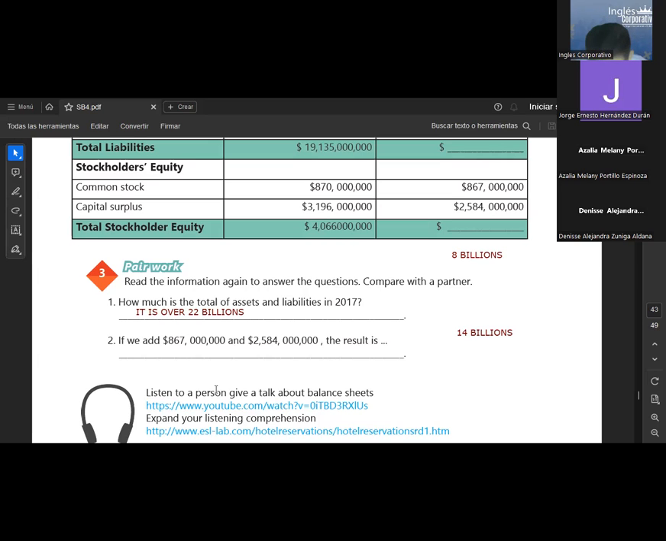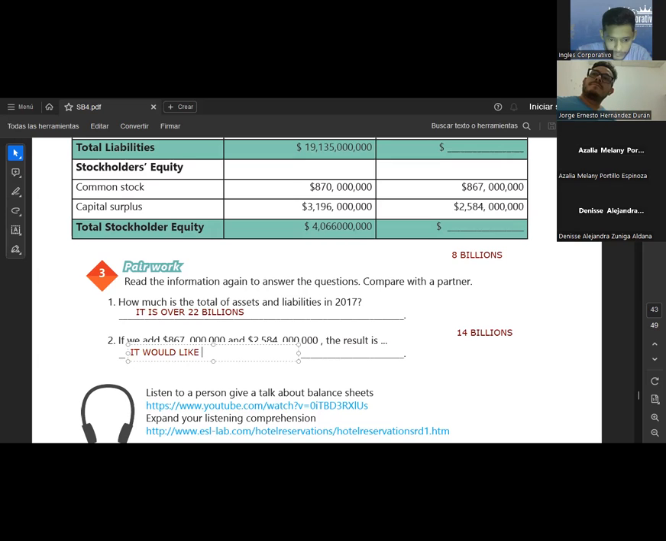8 billions. Why? No. Okay, maybe, sorry. No, but it says here, if we add. I don't know if we have to add. We have to add. Oh yeah, I understand now. Yes, it would be like this. More than 25 billion. A lot of money, huh? A lot of money. Yes.